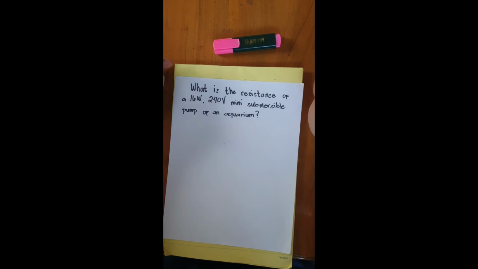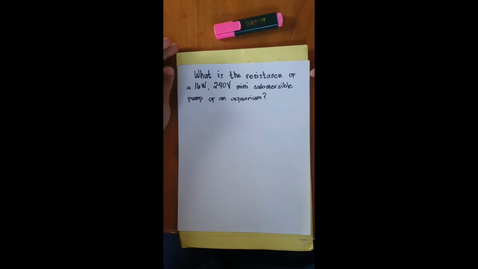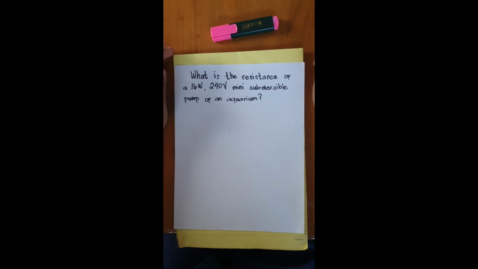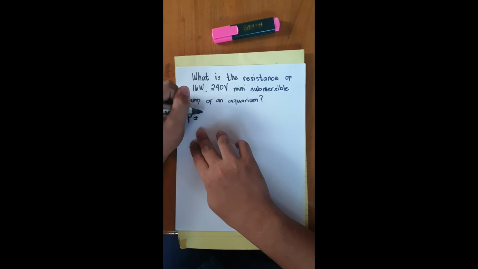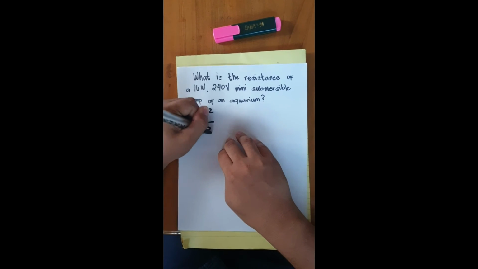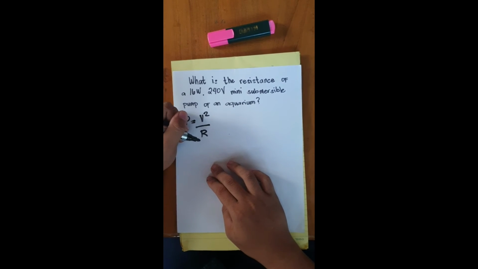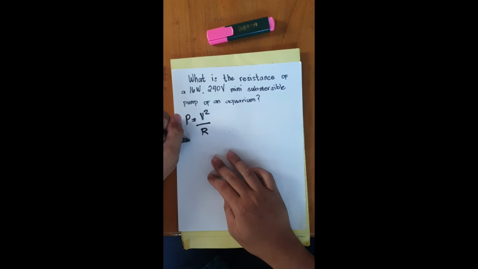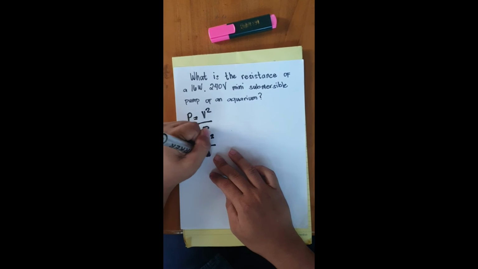The next example is, what is the resistance of a 16 watt, 240 volt mini submersible pump of an aquarium? So we are looking for the resistance, so we're going to use the equation P equals V squared over R. Since we are looking for the resistance, we are going to derive this one because it is the missing. So it will result to R equals V squared over power.